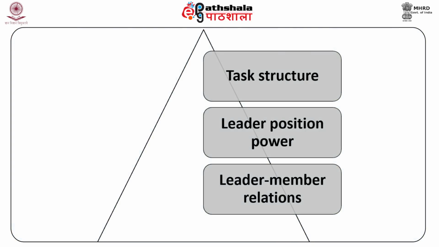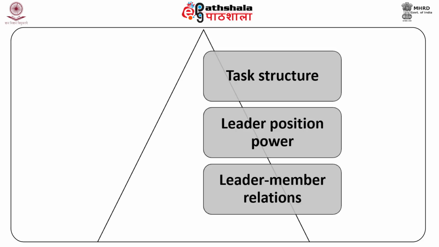Task structure. Task structure measures the degree to which the task performed by subordinates is routine or non-routine in nature. It also refers to the degree to which the task requirements are clearly defined. Next, leader position power. It refers to the power inherent in the leader by virtue of his holding a position in an organization. It also refers to his authority over his subordinates and the degree to which his authority is supported by the organization.